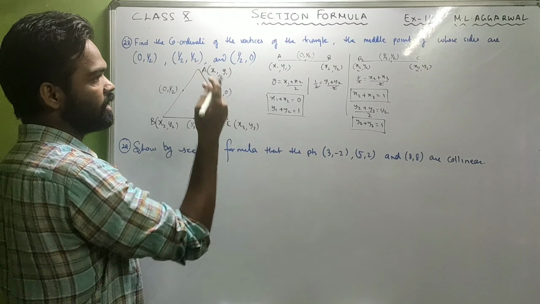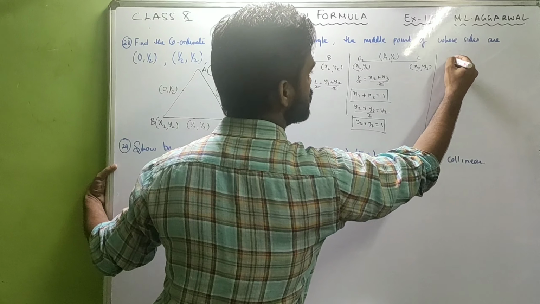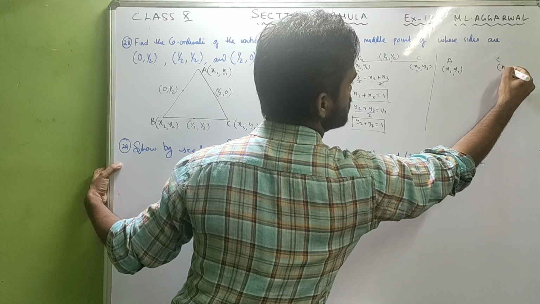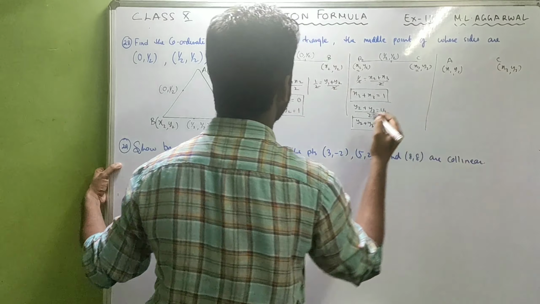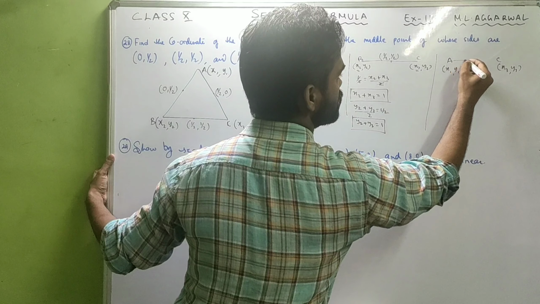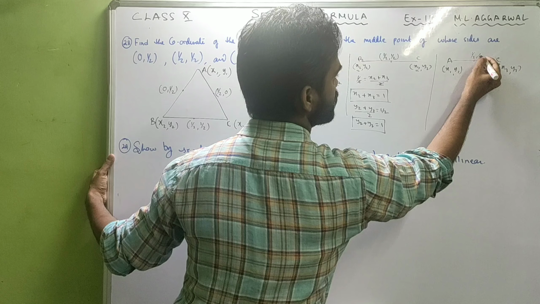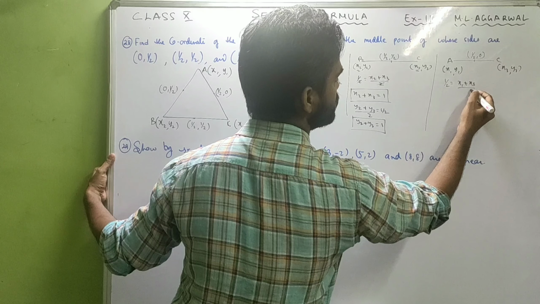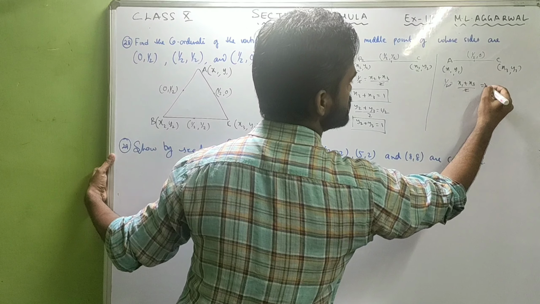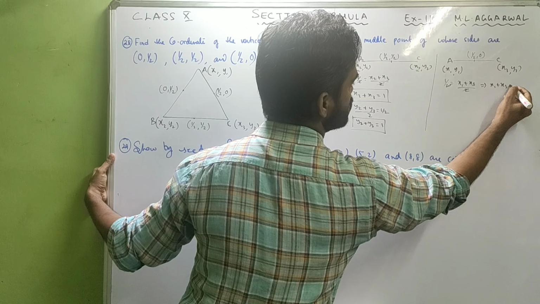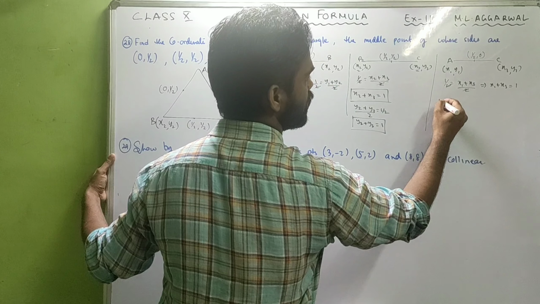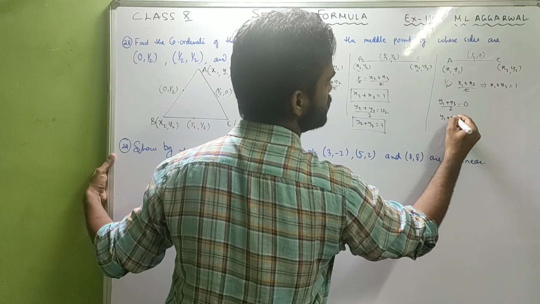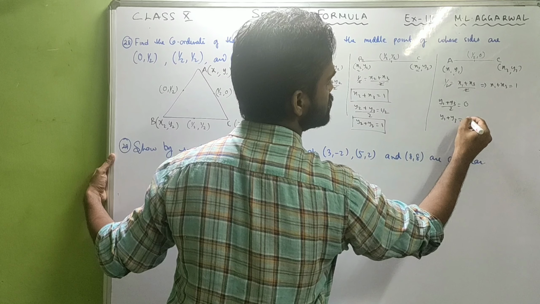Similarly, if I solve AC, look over here, A is x1 y1, C is x3 y3, and the midpoint is half comma 0. So can I say half equals x1 plus x3 by 2, which means x1 plus x3 equals 1, and y1 plus y3 by 2 equals 0, which means y1 plus y3 equals 0.